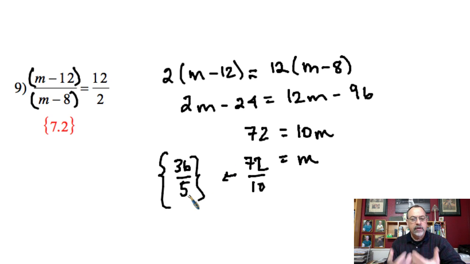Okay, so we can apply those product of the extremes equal product of the means property to any proportion. All we have to do is be careful of our arithmetic when we do those, and that's pretty much all there is to it.